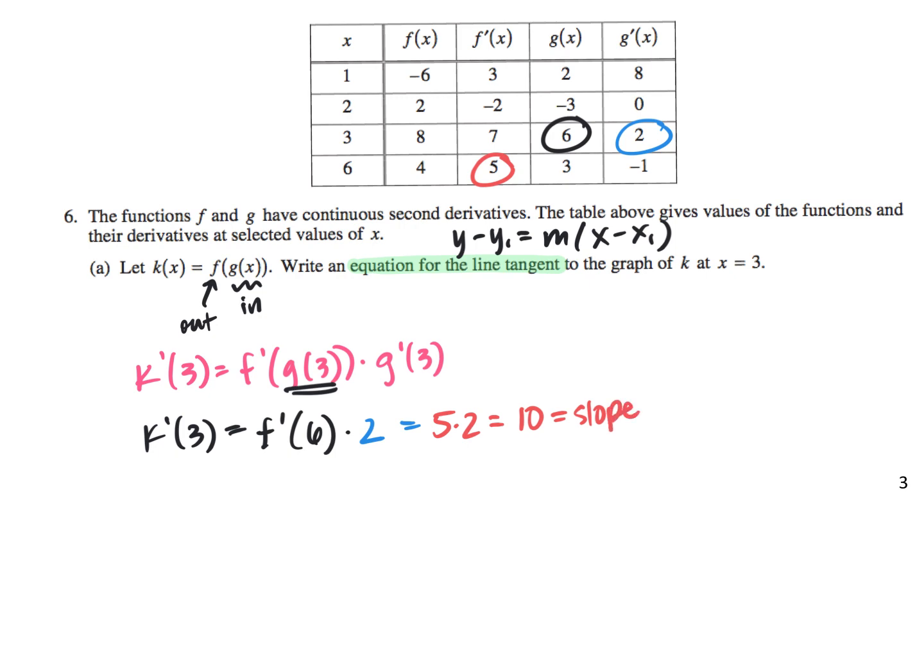For point slope form, we still need a point. Do we have the x-coordinate? Love it. How would I find the y of my function? Plug in 3, right? I need to know what k of 3 is. Because we're writing the equation of the line of k, which is f of g of 3.